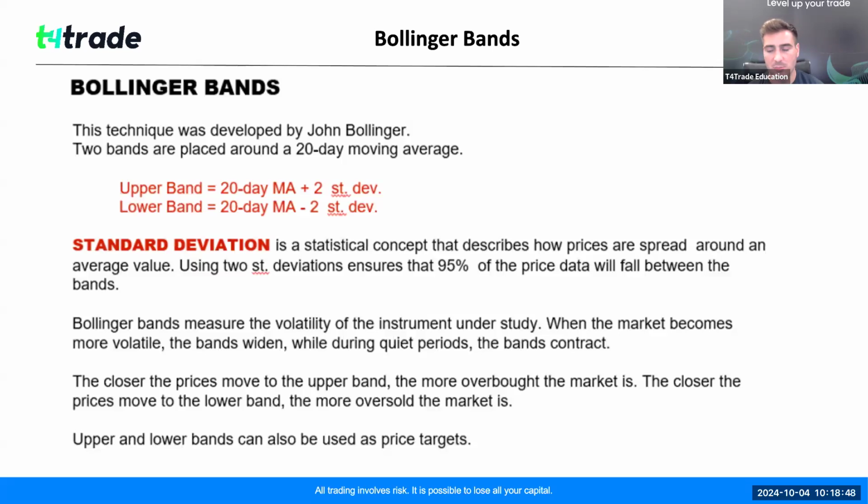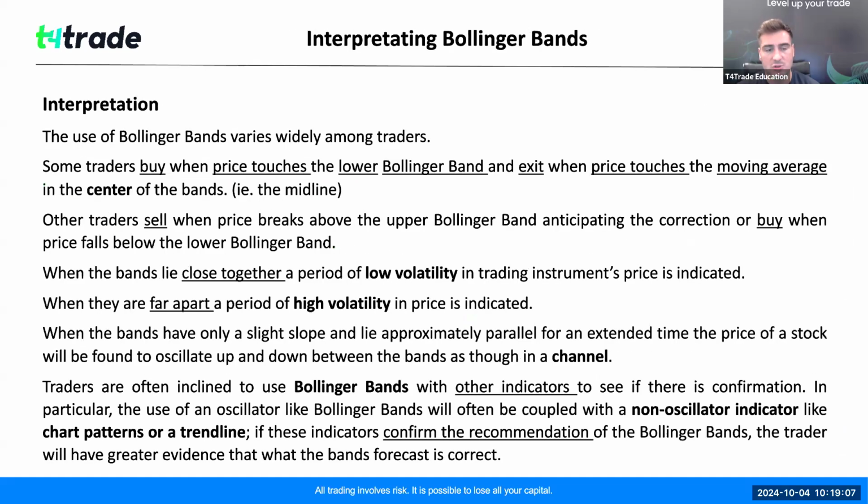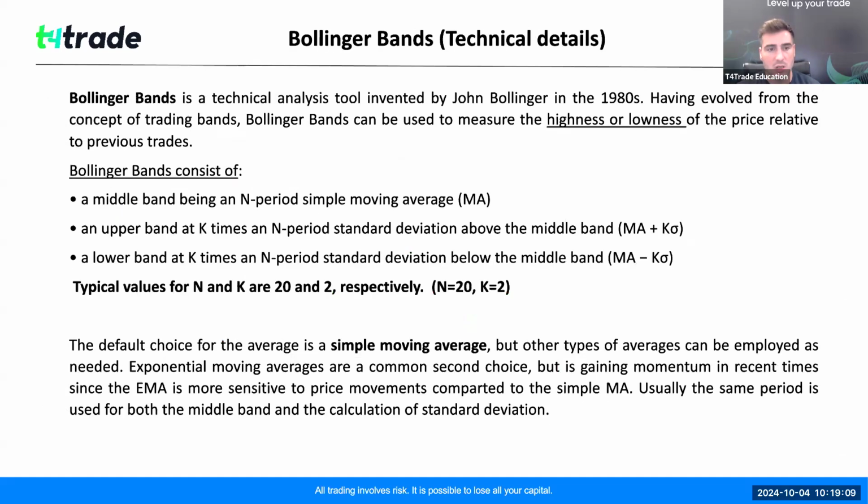Okay, so the closer the prices move to the upper band, we tend to say that the market is overbought, and the closer the prices move to the lower band, the more oversold the market is. So upper and lower bands can also be used as price targets. And this is a visual illustration of how the Bollinger Bands are working.